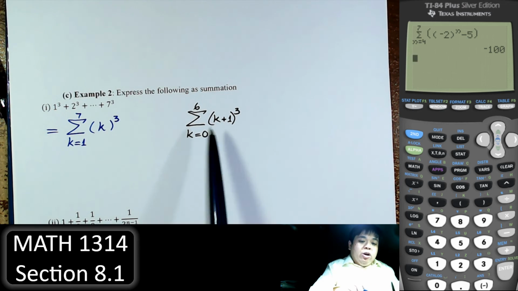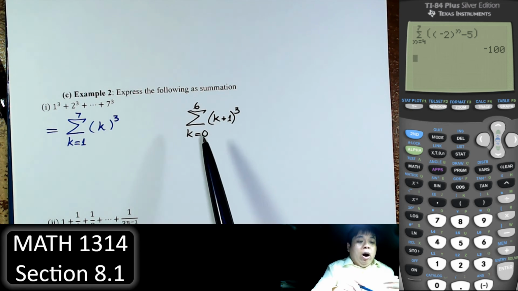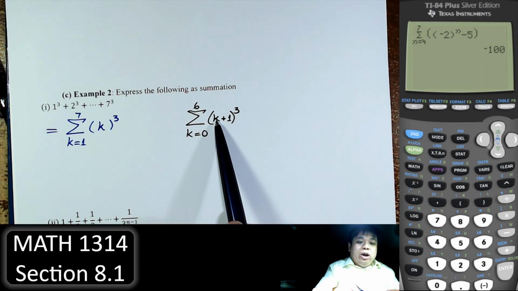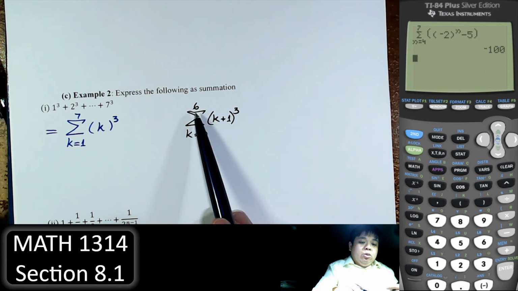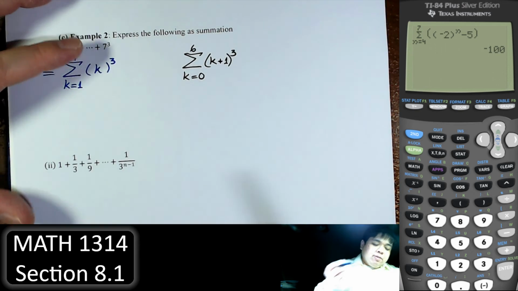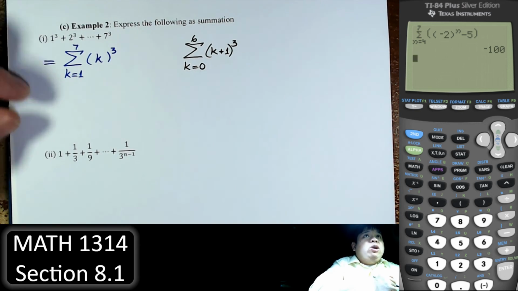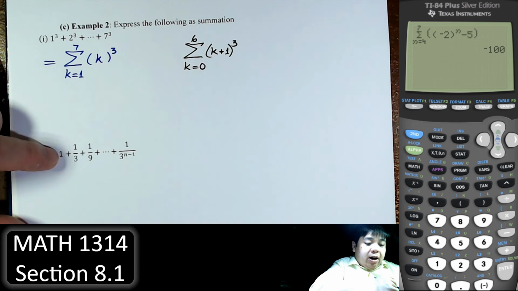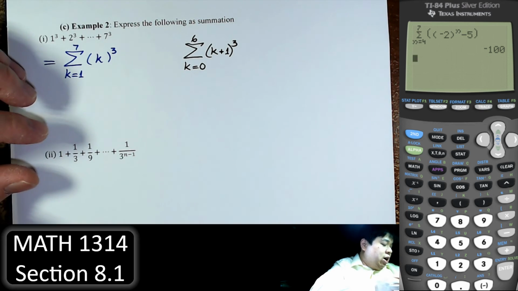Still, put in the lower limit, increase by 1 until we have the upper limit. Put in 0, we have 1 cube, all the way to 6 plus 1, so 7 cube. So that's what we have. So the trick here is we have to see the pattern of the summation when we try to put it in summation notation.